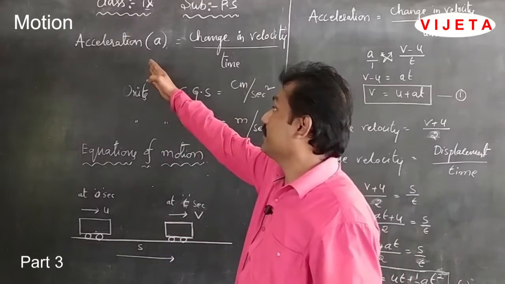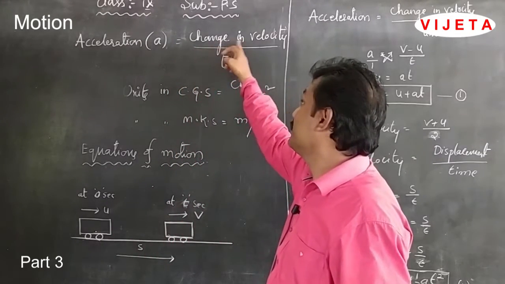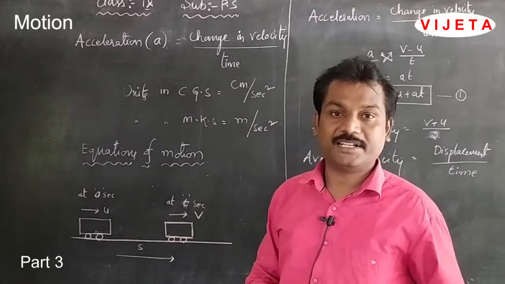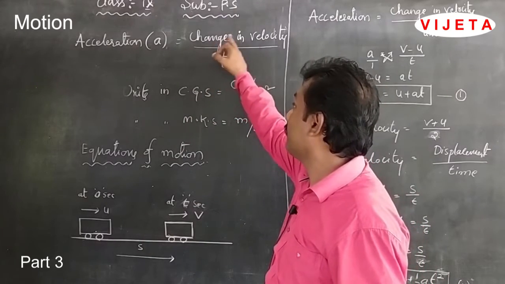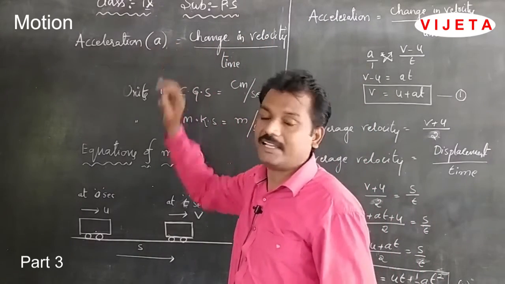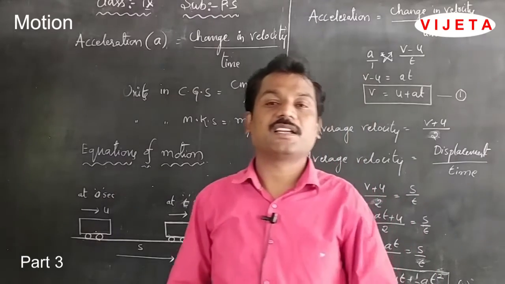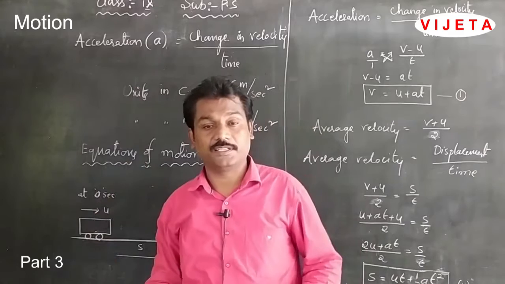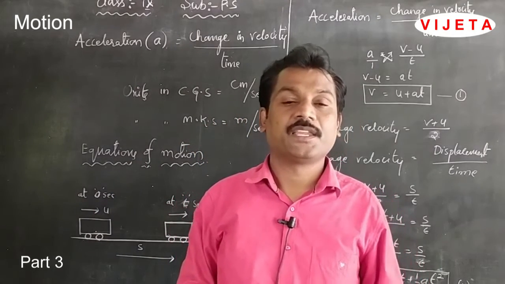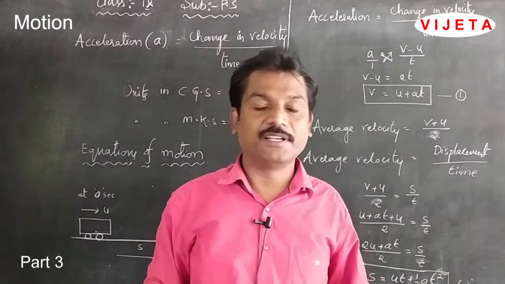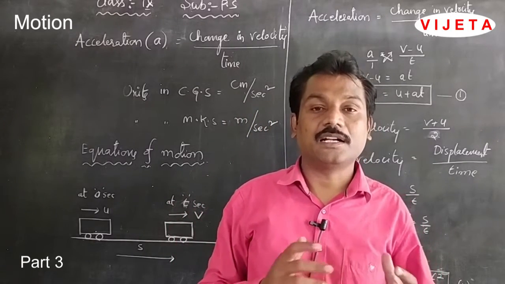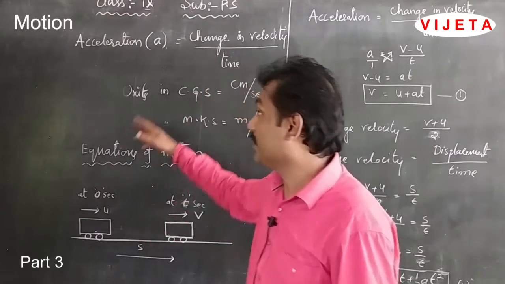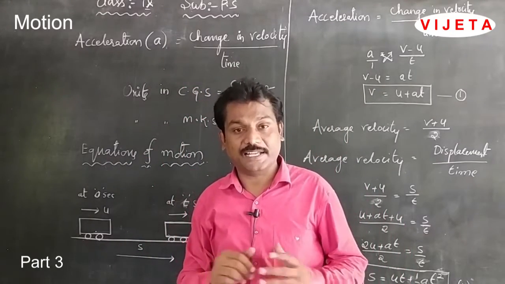Now, acceleration is defined as change in velocity per time. It is also defined as the rate of change of velocity. Students, we know velocity is a vector quantity, so acceleration is also a vector quantity. So, what is meant by a vector quantity? A physical quantity which has both magnitude and direction is said to be a vector quantity. So, acceleration has both magnitude and direction.